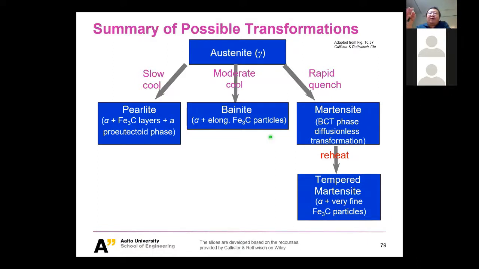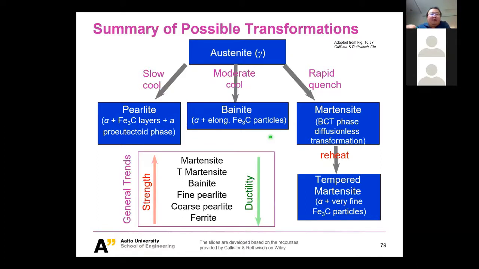But with the tempered martensite, you will get back some fine cementite particles plus alpha that will improve your mechanical property in terms of ductility. So here I'm giving you a summary slide also, the general trend, very general. This is not, everything is composition specific. So here is only a general trend. You have the strength ranked in terms of different phases, and ductility is exactly the reverse of it.